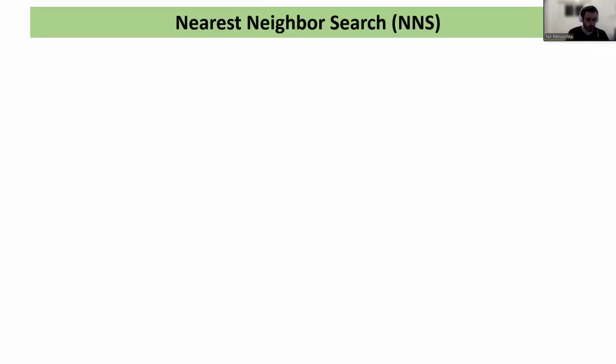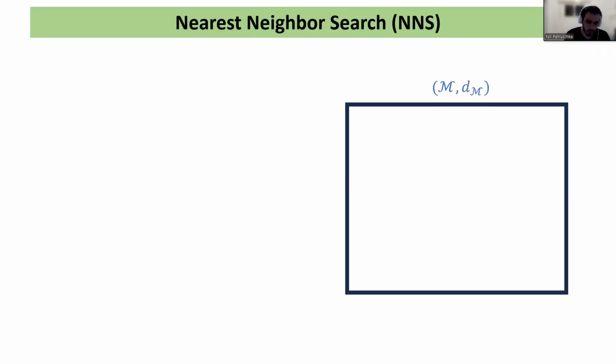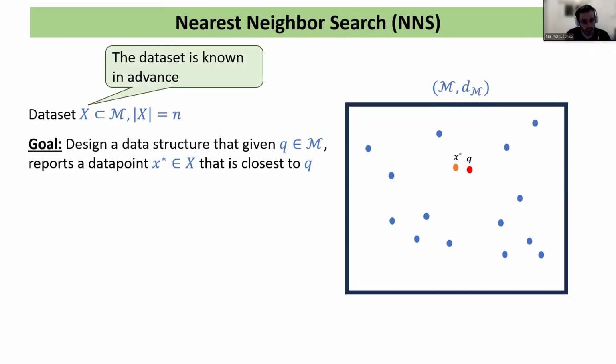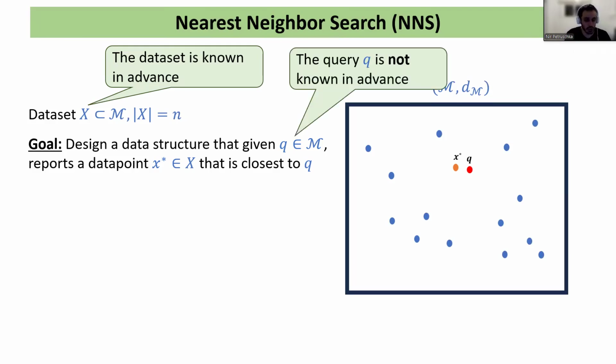So the first problem is the problem of nearest neighbor search. In this problem, we are given a metric space and a finite data set that lies in this metric space. Our goal is to design a data structure that, given a query point from the space, quickly reports the closest point from the data set to it. So just to clarify, we of course know the data set in advance and have time to prepare, but we don't know the query in advance, so we have to prepare for all possible queries.